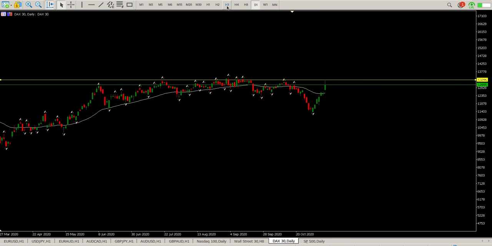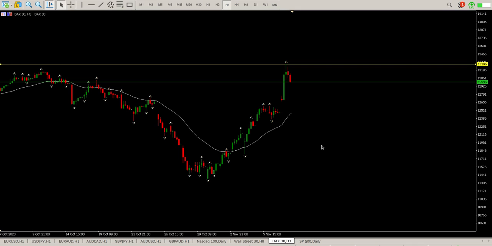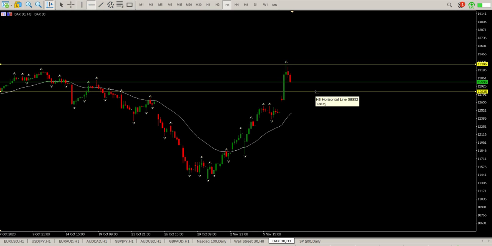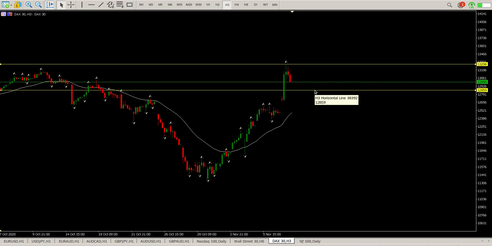So let's just get down to lower time frames. It's pointless trying to see what's happening here. At this stage, we've got this big gap here, which is going to be a magnet, and we're at 12,800, which, what's it now? 12,887. Let's just see where that is. Somewhere in this area here.